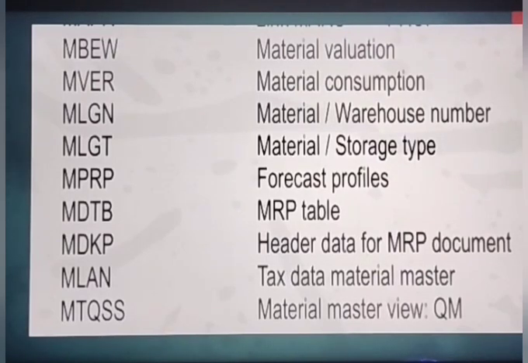MDKP holds the header data for the MRP document. MLAN, this table gives the tax data of a given material. MTQSS gives the master view of QM, that is quality management.